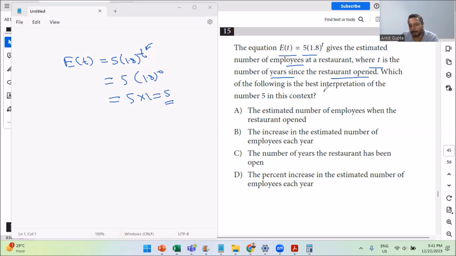Which of the following is the best interpretation of the number 5 in this context, right? That means the restaurant started with 5 employees. So the estimated number of employees when the restaurant opened, right? So answer will be option number A.